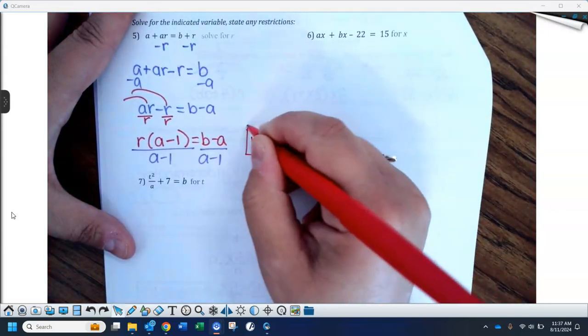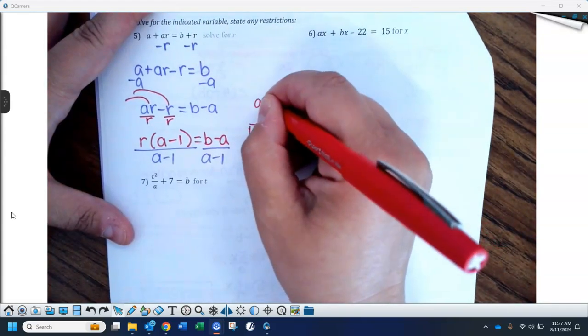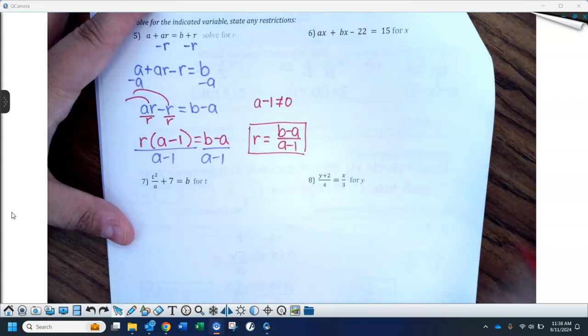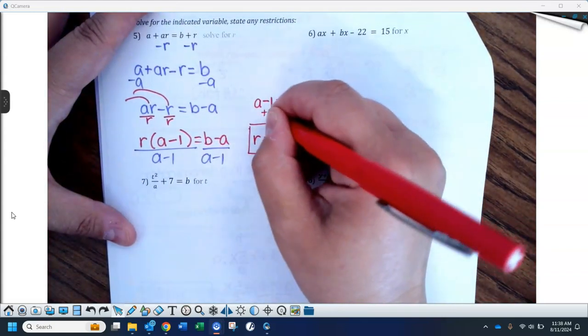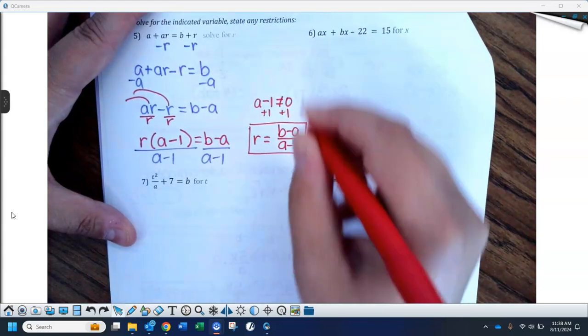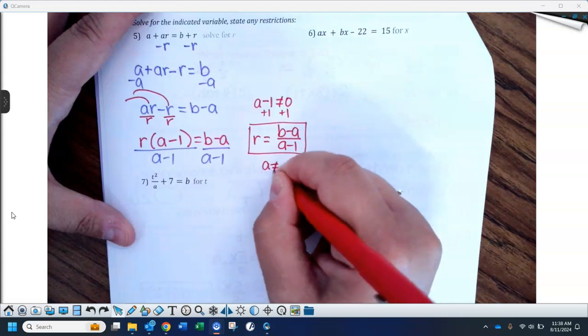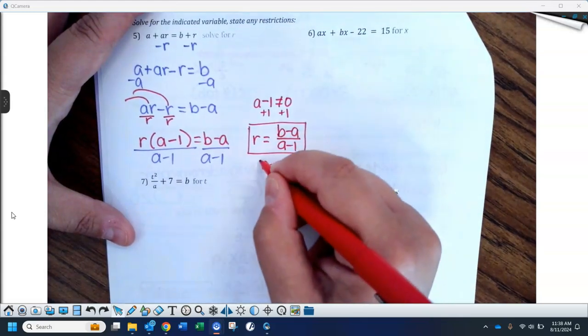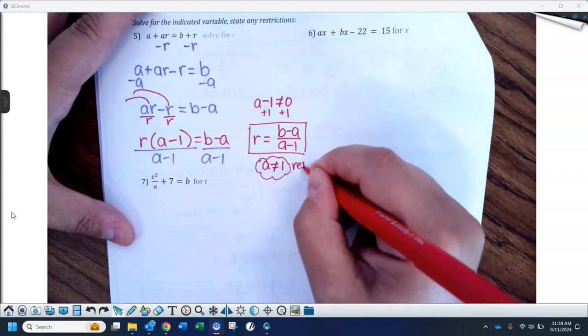Now, this has a restriction because I have a variable in the bottom. So whatever is in my denominator, I do not want that to be equal to 0. And kind of similar to one we did on the front, I'm just going to solve this just a tiny bit. The thing that would actually cause the denominator to be 0 for my restriction would be if a was equal to 1, because then we'd have 1 minus 1 and we'd be dividing by 0. So that's your restriction.